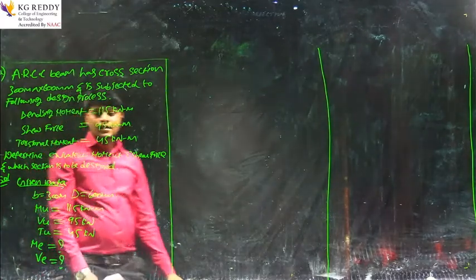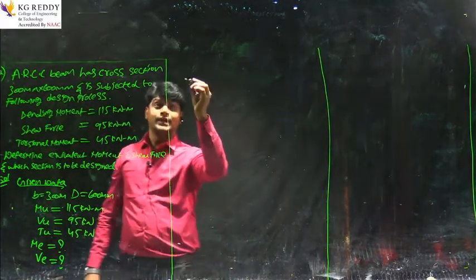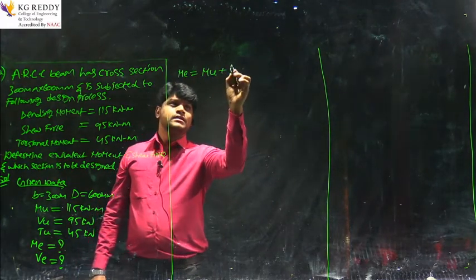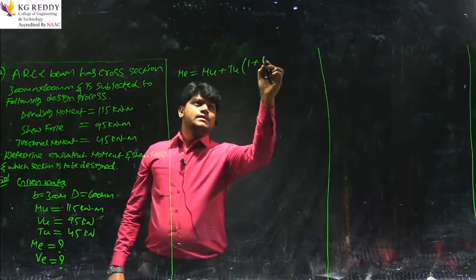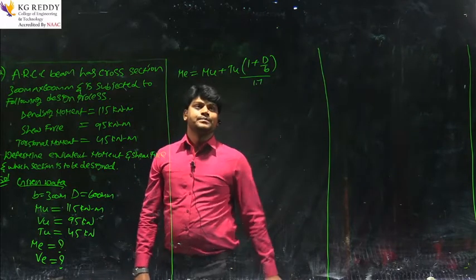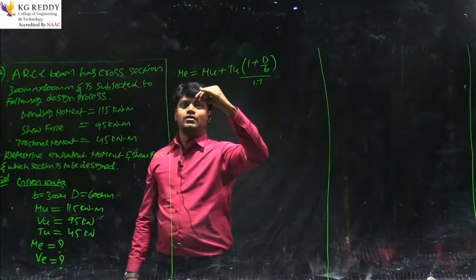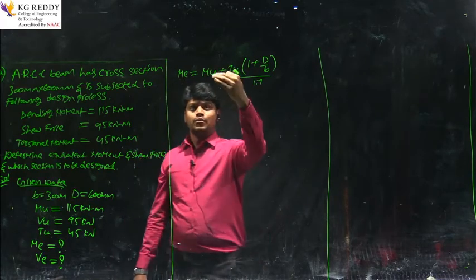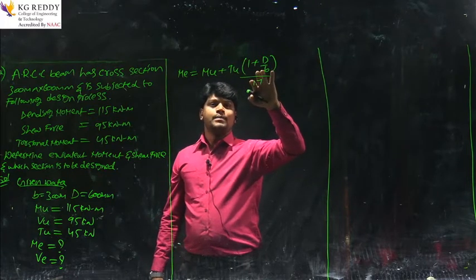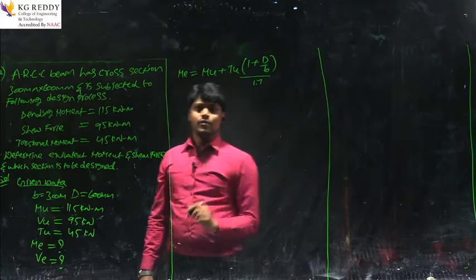Are you clear? Now we already know the formula for equivalent bending moment. The equivalent bending moment M suffix E equals M suffix U plus T suffix U into (1 plus D by b) divided by 1.7. This is the equivalent moment formula. That means the design bending moment plus the torsional moment into 1 plus the overall depth of the section divided by the width of the section, all divided by 1.7.